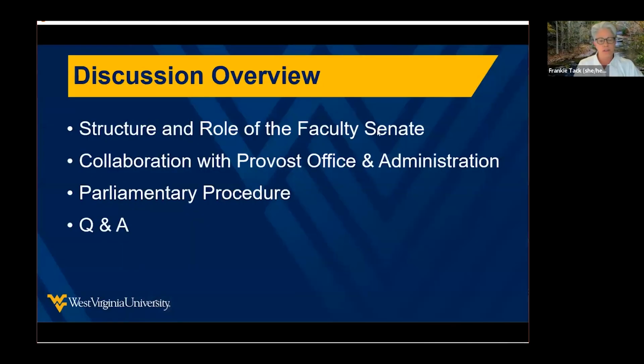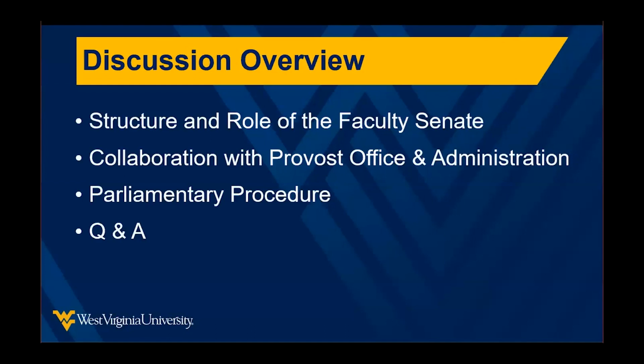Three main things we're going to do today, in addition to giving you a chance to ask questions. We're going to talk about the structure of the Faculty Senate and the roles of faculty senators. We're going to talk about our collaboration with the Provost's Office and upper administration, and Melissa Latimer is going to chime in at that point and talk a little bit about how we work together. And then Corey Hunt, our administrator for Faculty Senate, is going to come on and talk to you about parliamentary procedure, Robert's Rules of Order, things like that. And we'll finish up with a Q&A, and hopefully get all your questions answered. All right.